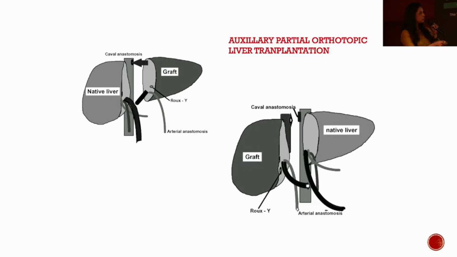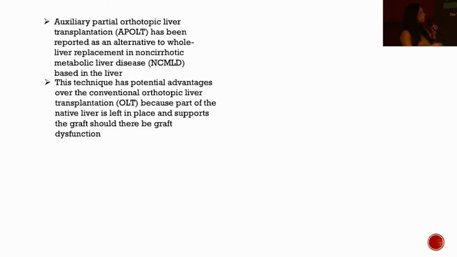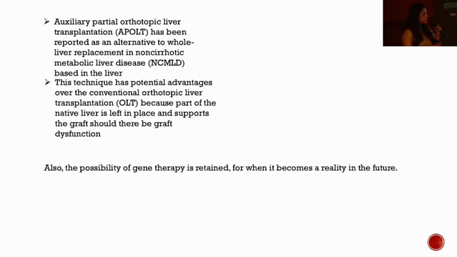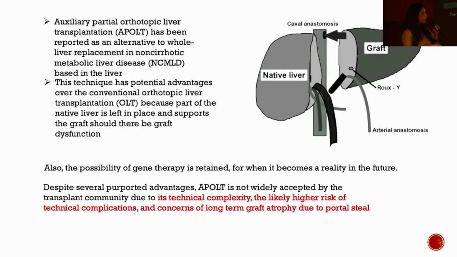This is a switch. We don't do this often. It's usually this one, right? Now, why do we do APOLT? This is done because it's an alternative to whole liver replacement in non-cirrhotic metabolic liver disease. Most of the kids have metabolic liver disease. They have primary oxaluria, they have tyrosinemia. These are all the diseases they have. And because you are leaving a part of the native liver, it supports the graft if there is a graft dysfunction. That is the reason why you leave a little bit of the native liver inside the child's body. And in future, if there is a gene therapy, that liver can actually grow. So this is the reason why we use APOLT.